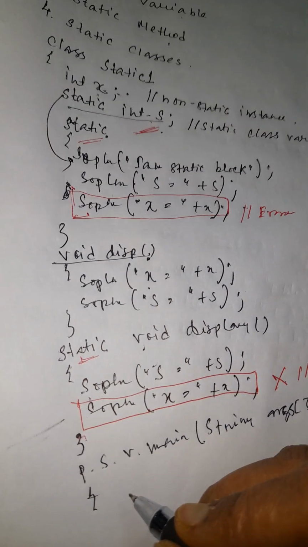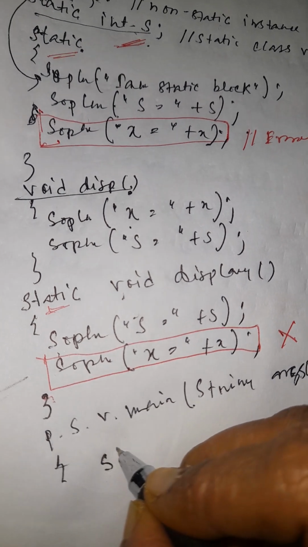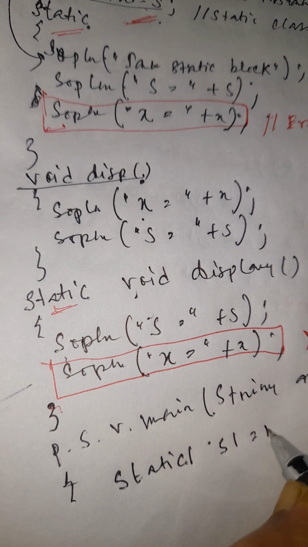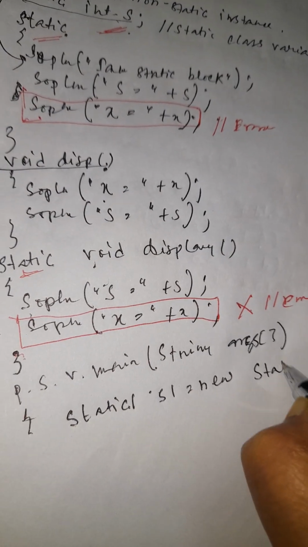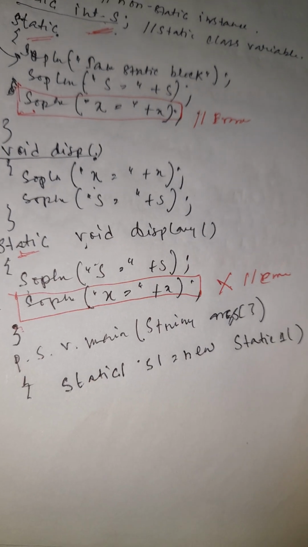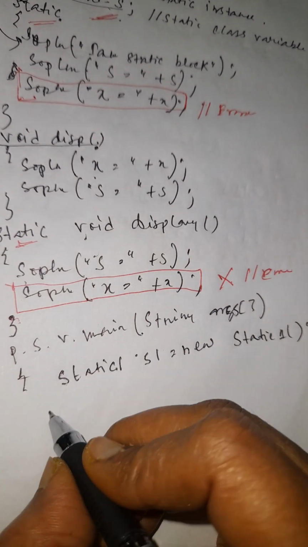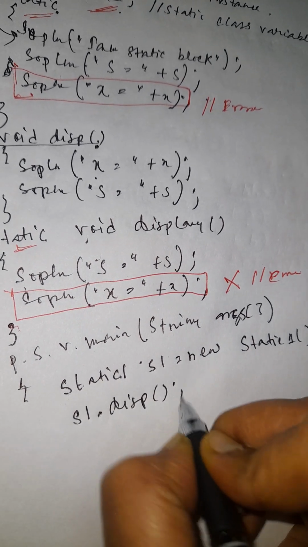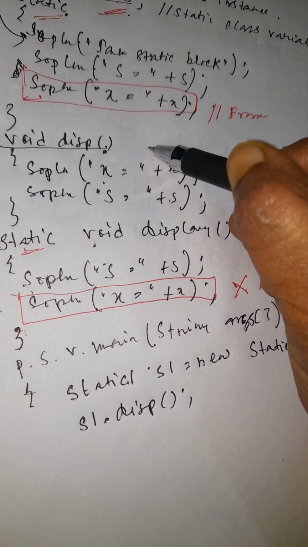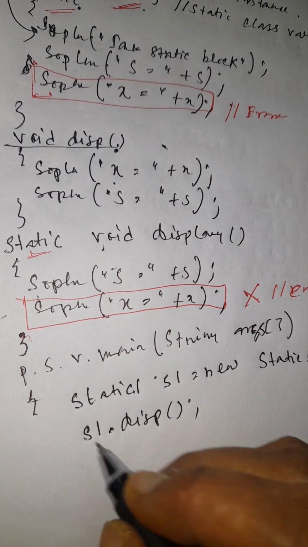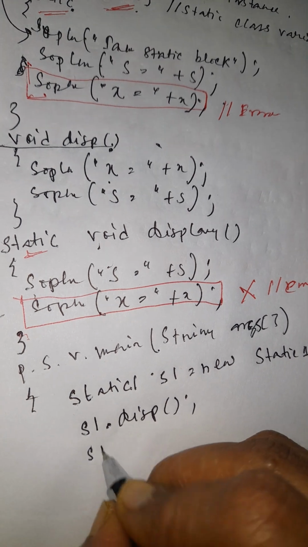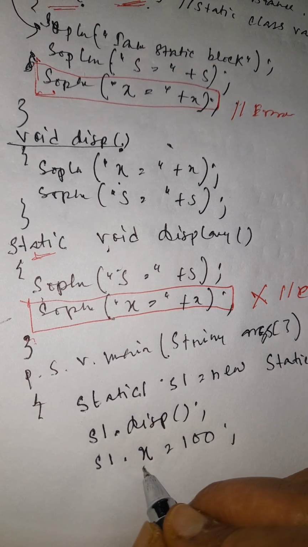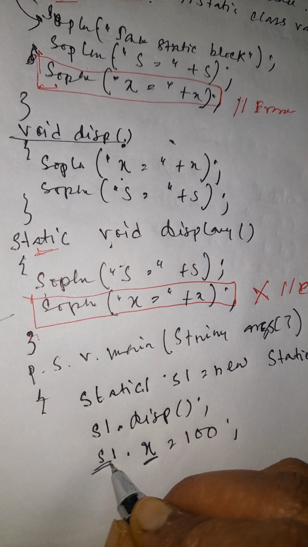So first we have to create, what is my class? That one is a static one. So here you have to declare the object, static one s1 equal to new static one. So first you create your object, then you can call the non-static member. That one is s1.disp. You can call this one. Is possible. Why? Because this one is a non-static member. Okay. Now if you want to assign, initialize some value x equal to maybe 100. So this x is a non-static member, so you should call with the help of the object.